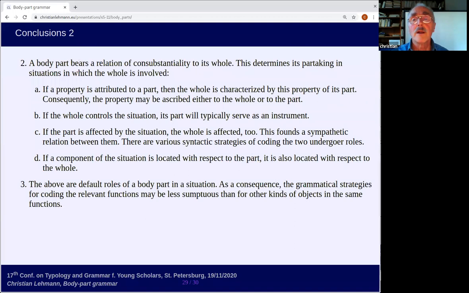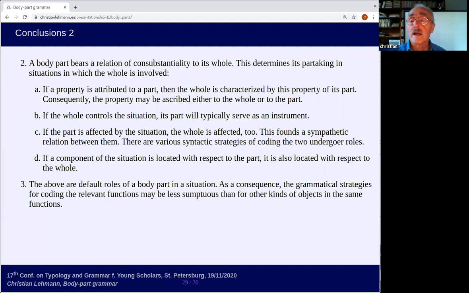Second, a body part bears a relation of consubstantiality, as it has been named, to its whole. This determines its partaking in situations in which the whole is involved. A, if a property is attributed to a part, then the whole is characterized by this property of its part. Consequently, the property may be ascribed either to the whole or to the part. B, if the whole controls the situation, its part will typically serve as an instrument. C, if the part is affected by the situation, the whole is affected too. This founds a sympathetic relation between them.